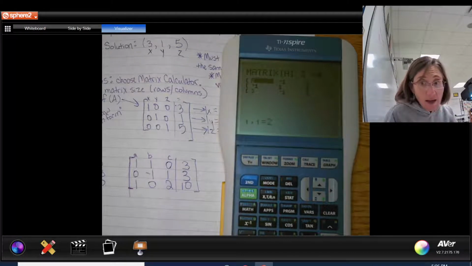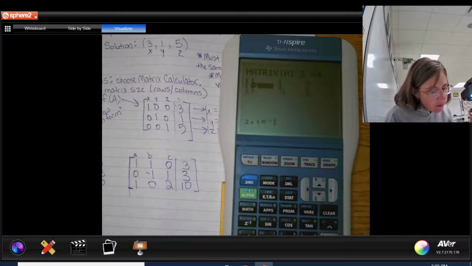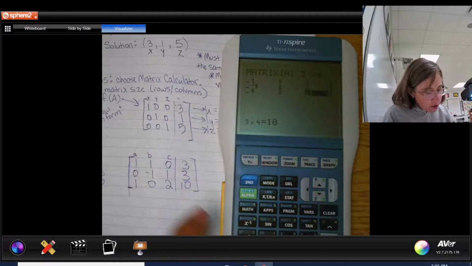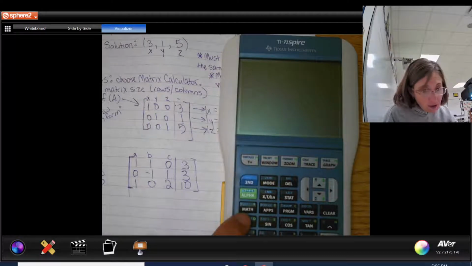So that's fine. But now I need to change my numbers to a 1, 1, 0, 3 for the first row, a 0, negative 1, 1, and 3 for the second row, and then a 1, 0, 2, 10 for the third row. Make sure you hit enter on that last one. That's an easy thing to overlook. And now let's do reduced row echelon form. So I'm going to go out of this for a minute. I'm going to go back to the matrix menu.